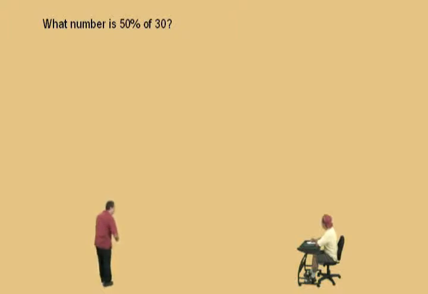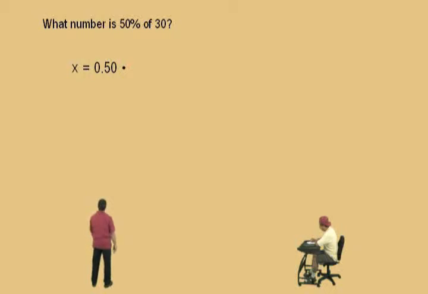Now, watch. Here we go, Charlie. What number? Okay, that's our x. Is, remember, is means equal. 50%. Now remember, Charlie, 50% is a word statement, so it has to be translated into a mathematical statement, which means we're going to write it as a decimal or a fraction. In this case, we're going to write it as a decimal. So notice, 50% turns into 0.50.